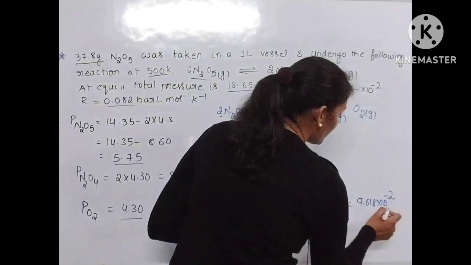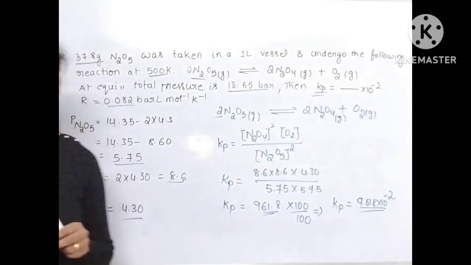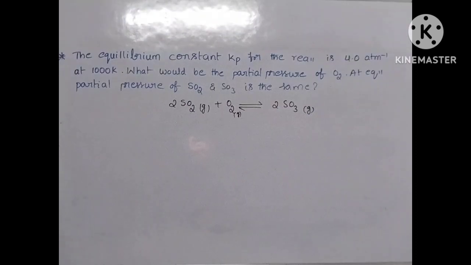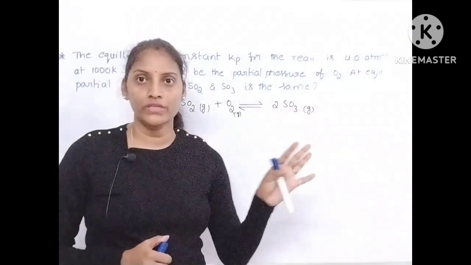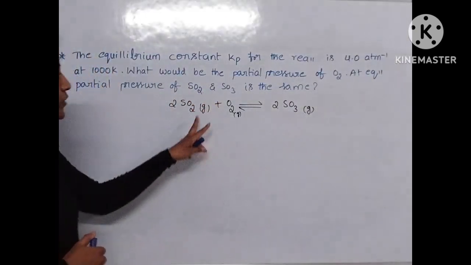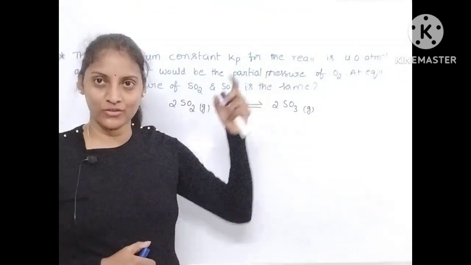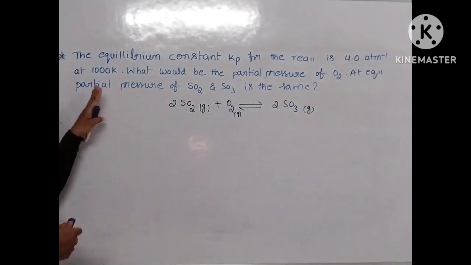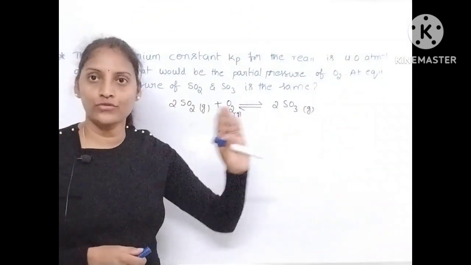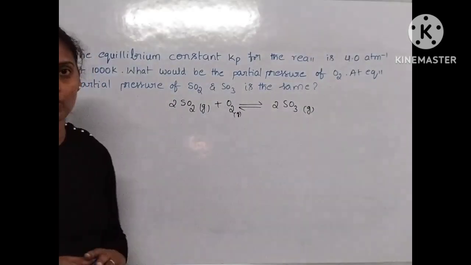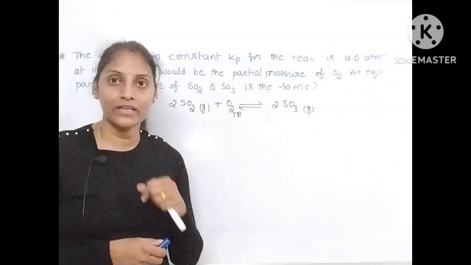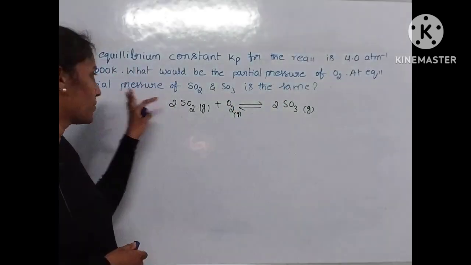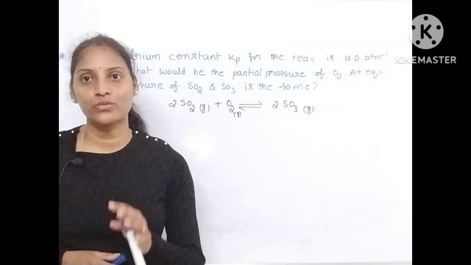This is also a most important question, mentioned in previous year exams, and the simplest one. The equation I need to write here, but to save some space I will not. The equilibrium constant Kp for the reaction is 4.0 atm. That means you have the Kp value. You need to identify the pressure of O2 at equilibrium. One condition was mentioned: at equilibrium the partial pressures of SO2 and SO3 become the same.